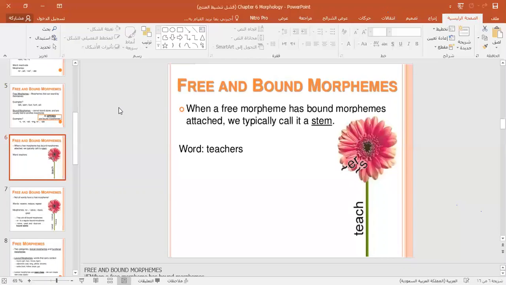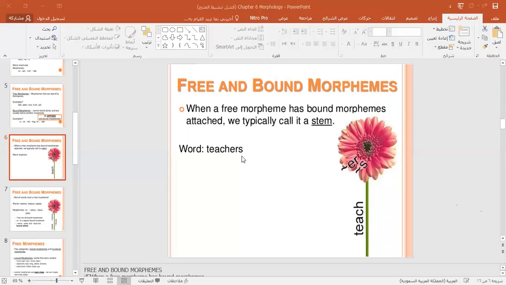Yeah. So the free morpheme here, see the word teachers. How many morphemes does it contain first? Three morphemes. What are they? The first one is teach, and it's a free morpheme, and the personal one is a bound morpheme, and also the plural one is the bound plural morpheme. Very good. So we have three morphemes here.